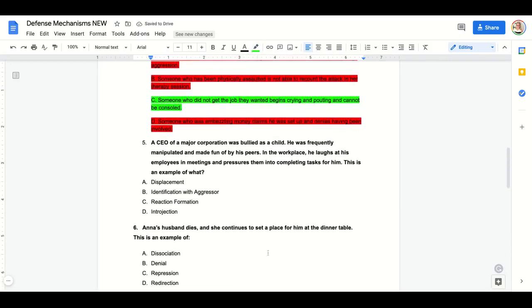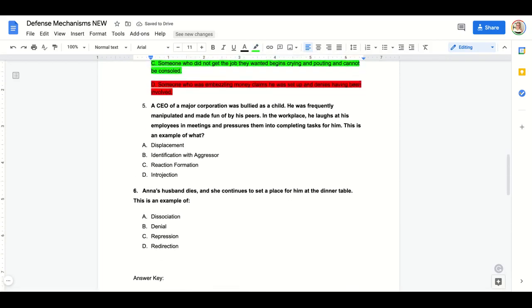Okay. Number 5. A CEO of a major corporation was bullied as a child. He was frequently manipulated and made fun of by his peers. In the workplace, he laughs at his employees in meetings and pressures them into completing tasks for him. This is an example of what? A, displacement, B, identification with aggressor, C, reaction formation, or D, introjection.